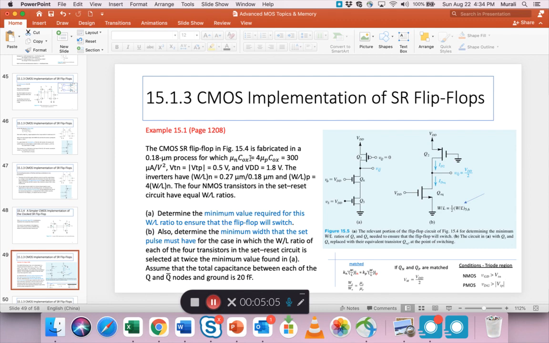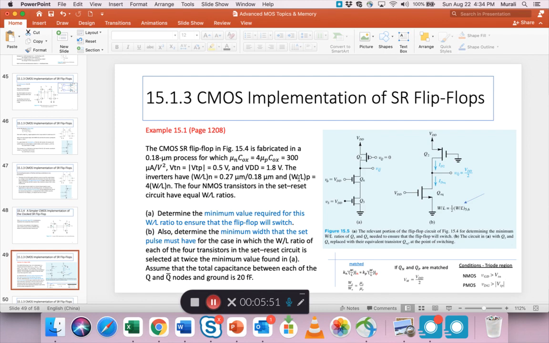He has given some values for mu n Cox, which is nothing but Qn prime, right. So Qn prime equals 4 times Qp prime, which is 300, and then Vtn and Vtp are given. VDD, this voltage, is 1.8. The inverters also have been given, the inverters only, which is not these transistors, but the Q1, Q2, Q3, Q4 inverter transistors. They have these values for W by L. So W by L for the inverters are given.